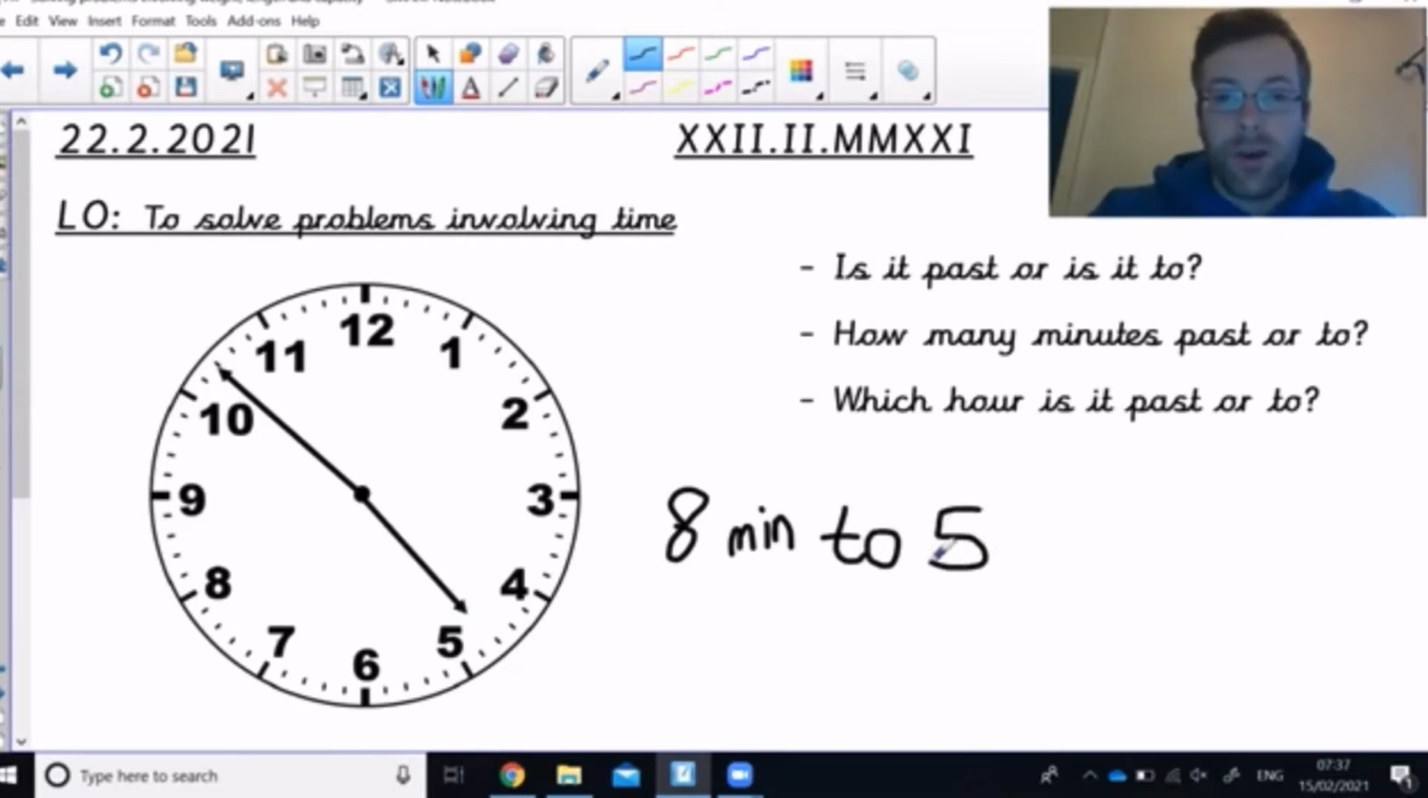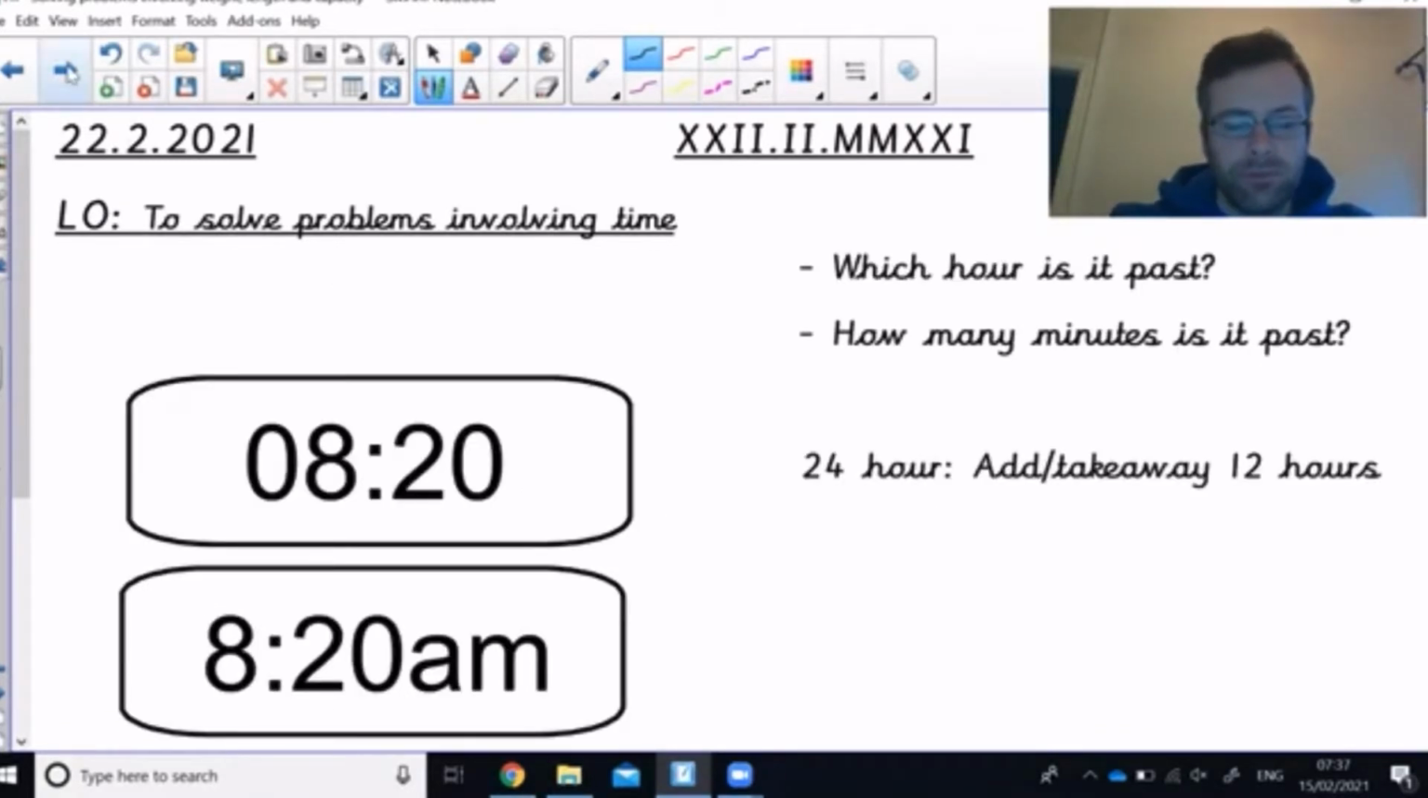If you're really unsure about that, spend some time today trying to work out how to tell the time on the clock. Right, digital time. Some say it might be easier.